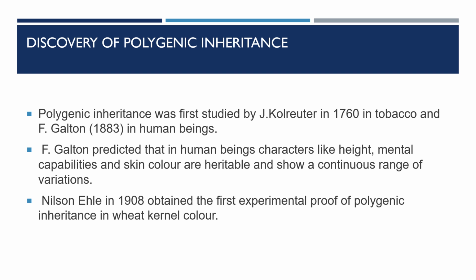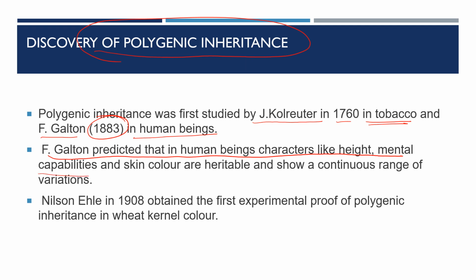Let's talk a bit about the discovery of polygenic inheritance. We have learned what is polygenic inheritance, what are contributing alleles, what are non-contributing alleles. Dominant and recessive we have already studied. So who first studied that? It is J. Kolreuter in 1760 in tobacco and F. Galton in human beings in 1883. They studied polygenic inheritance, but F. Galton predicted that in human beings, characteristics like height, mental capabilities and skin color are heritable and show a continuous range of variation. So this was proposed by Galton in 1883.